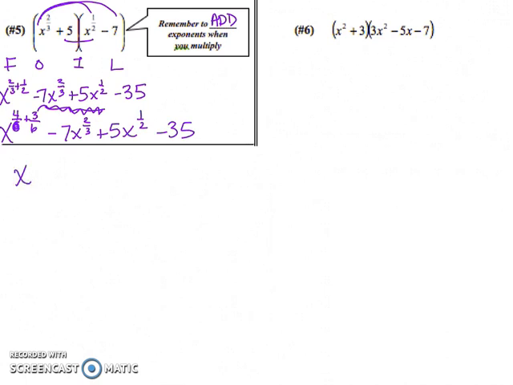So final answer here is going to be x to the 7/6 power minus 7x to the 2/3 power plus 5x to the 1/2 power minus 35. And that's how I'm going to leave my answer.